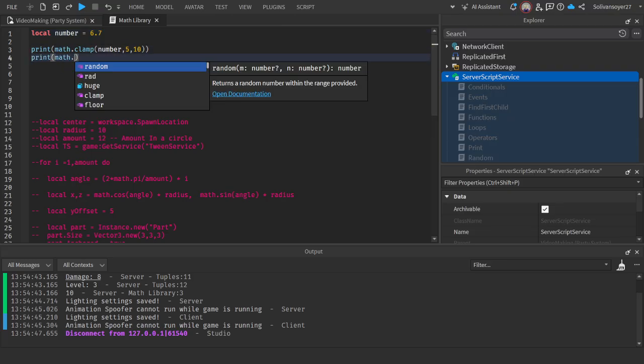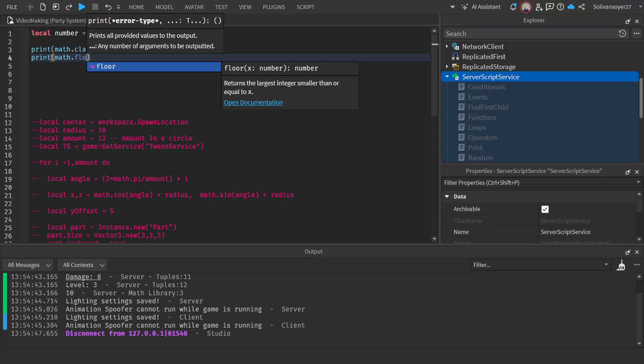So print math. Now let's use the floor function. So it's going to return the largest integer smaller than or equal to x. So the way I like to see it is literally look up and down in real life, and you have a floor and a ceiling, I presume. The floor is going to be the lowest number this can be while still being in this range, and the ceiling function is going to give us the highest number this can be.